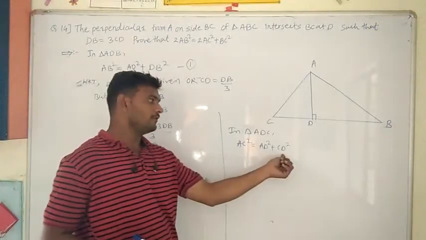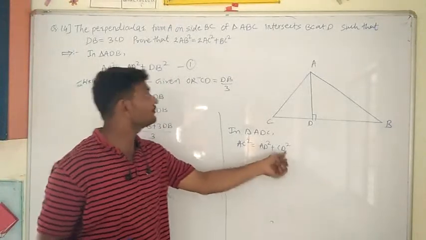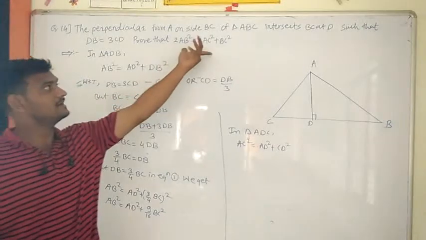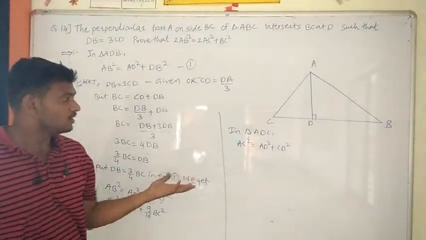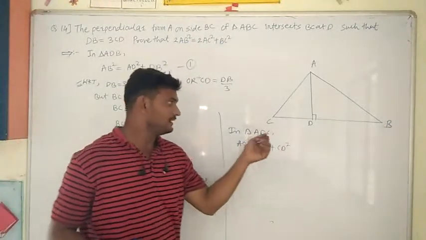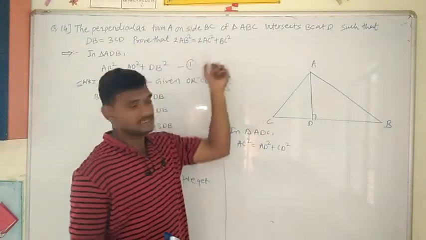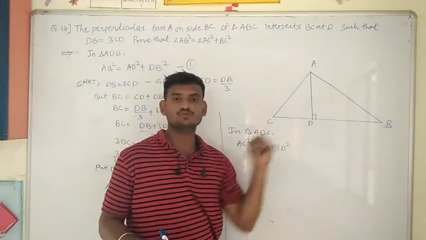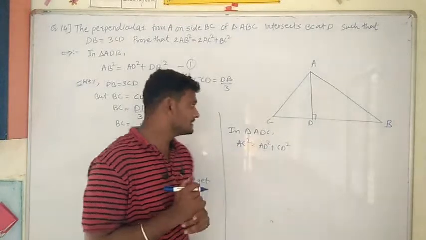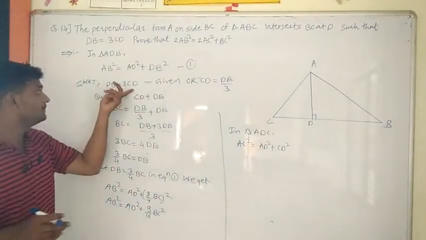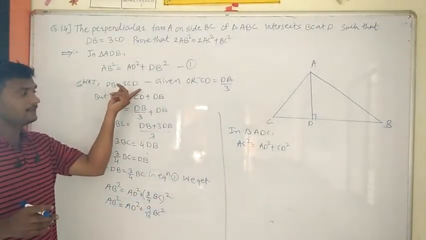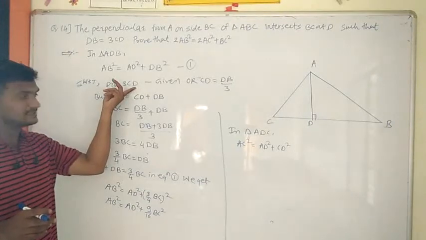Now, in the proof, we don't want CD square. CD square is not available. So, to remove this CD square, in place of CD, we have to bring BC. Can we write CD in terms of BC? How to write? See here, we know this: DB is equal to 3 times CD.